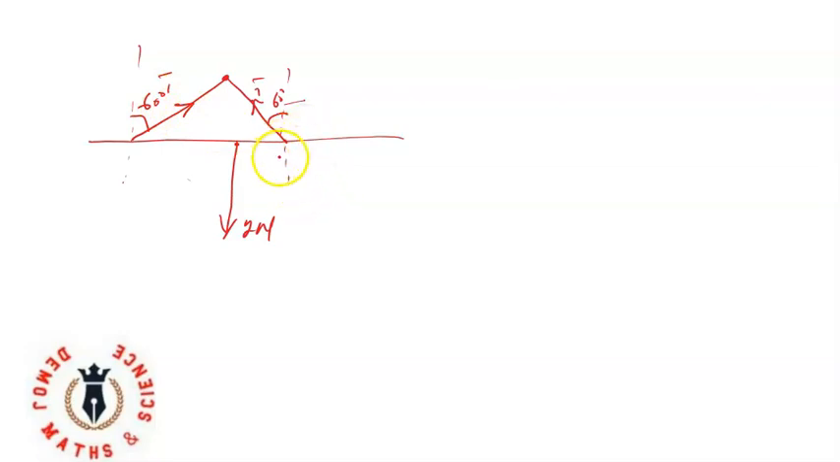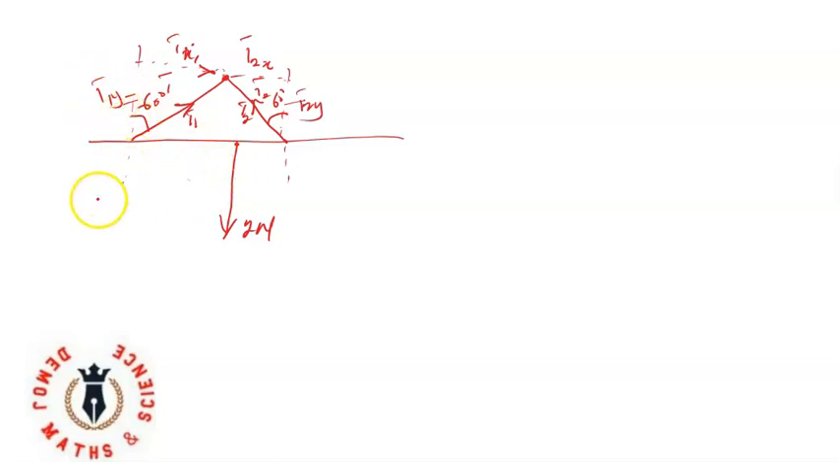Now the first thing we'll be doing is resolving this tension T on both sides into the vertical and the horizontal components. Let's call this T1 and this T2. From this side, I'll have T1 of x, and at this side, I'll have T2 of x. For the vertical, at this side I'll have T2 of y, while at this side I'll have T1 of y.